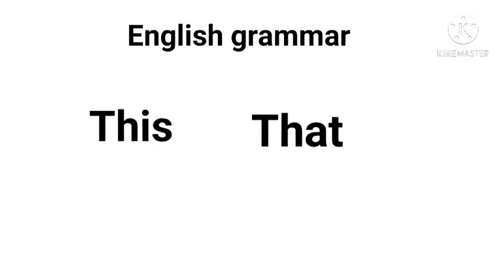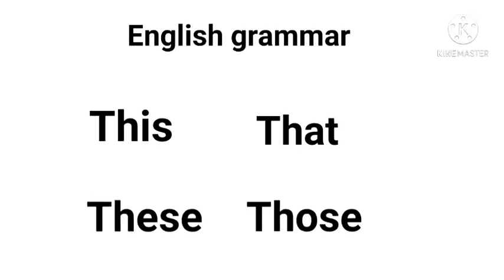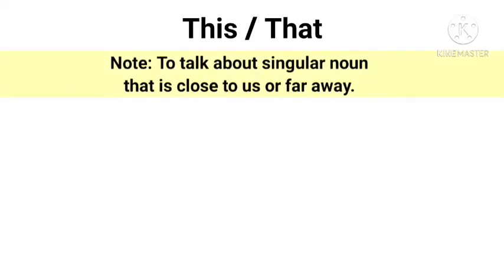English grammar: this, that, these, those. In this video, you will learn how to use these words in sentences in the correct way. This and that. Note, we use this and that when we talk about a singular noun that is close to us or far away. Let's do some examples.